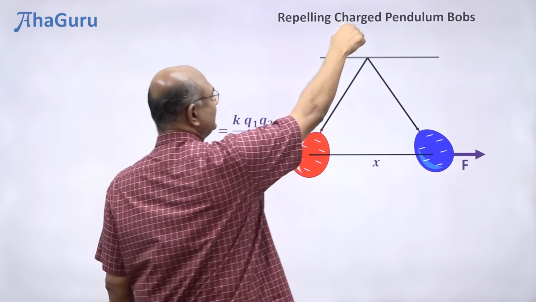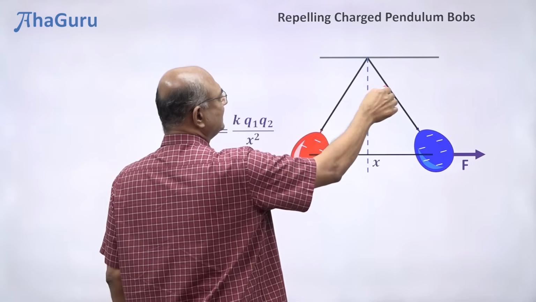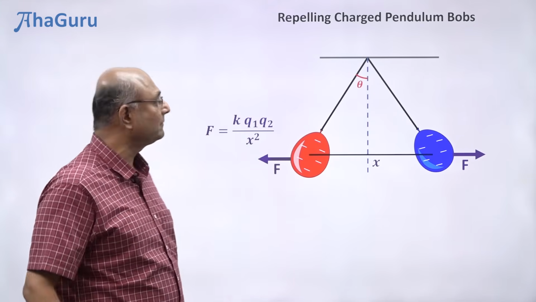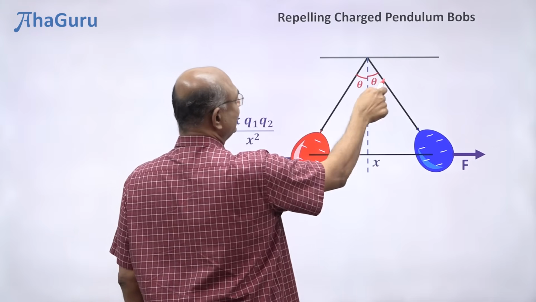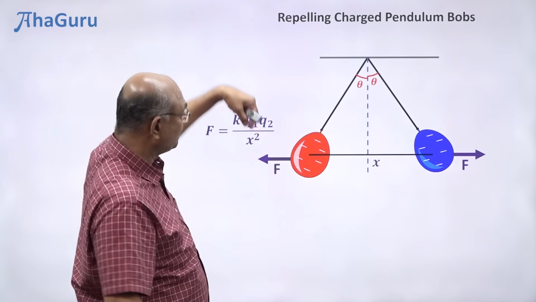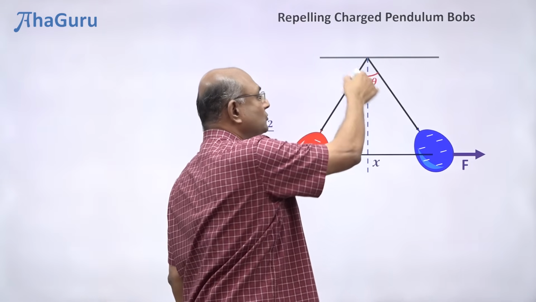Okay, and suppose I drop a vertical line. This angle theta and this angle theta are going to be equal because the lengths of the strings are equal. So this angle is theta, both the angle with the vertical. So between the two strings, the angle is 2 theta.